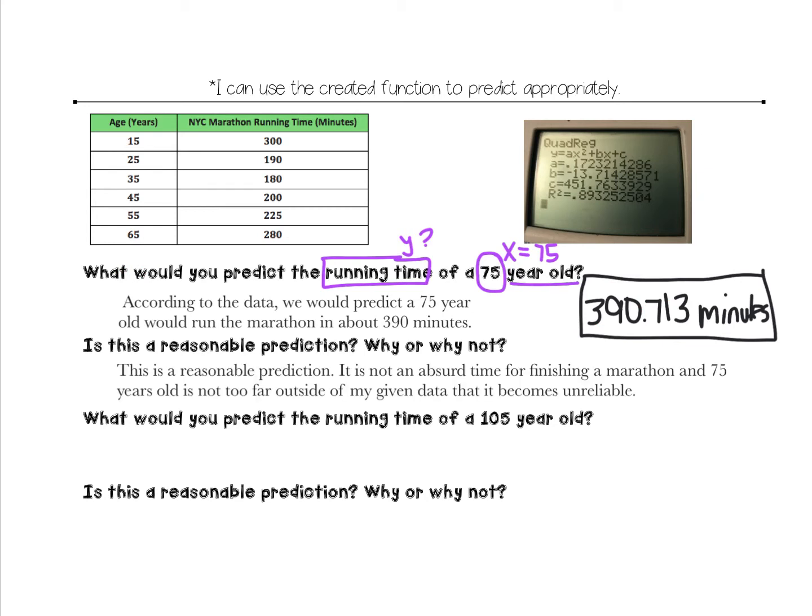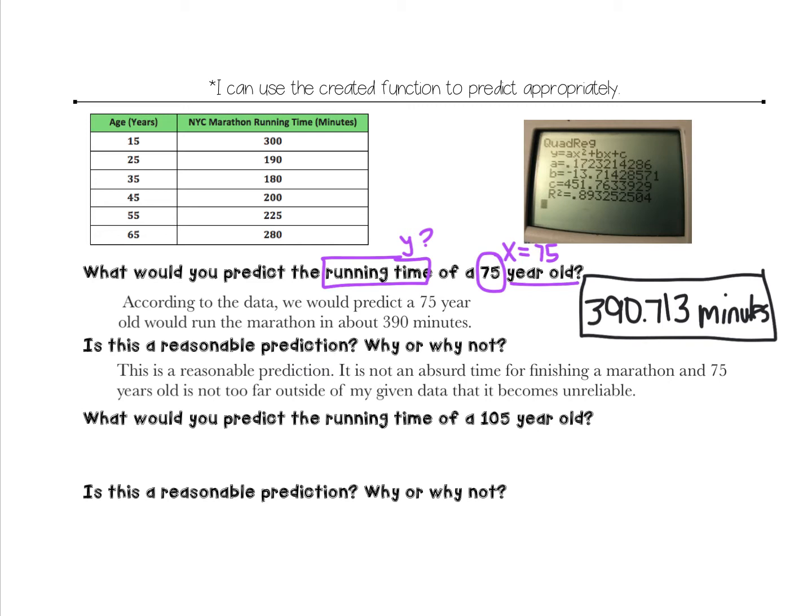So I said something like, this is a reasonable prediction. It's not an absurd time for finishing a marathon, and 75 years old is not too far outside my given data that it becomes unreliable. I might want to say something about how I would need to see more data of older people to feel more confident. But yeah, it's a reasonable prediction. It is not too far outside.